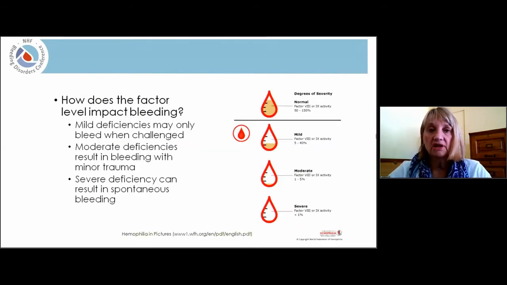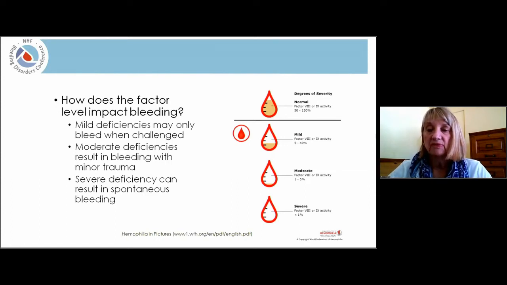So when we start talking about how having hemophilia impacts bleeding, let's look at what's considered normal. So those of us who are not affected by hemophilia have a factor 8 or a factor 9 level between 50 and 150%. And this is dependent on the laboratory where the testing is done. Patients with mild hemophilia have between 5 and 40% circulating factor 8 or factor 9. And those patients really only bleed with significant trauma, with a challenge such as surgery or dental extraction.